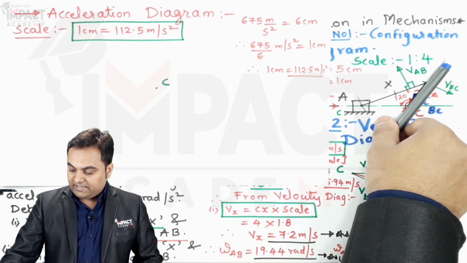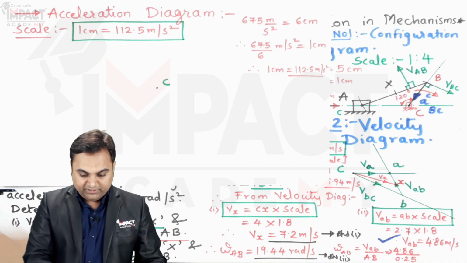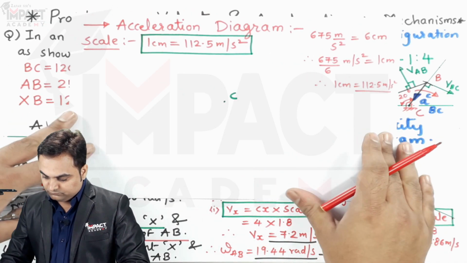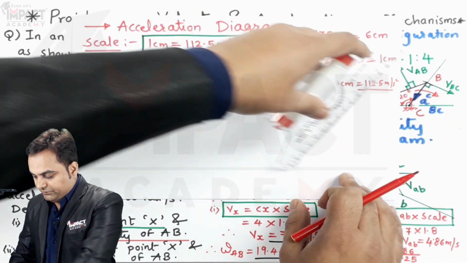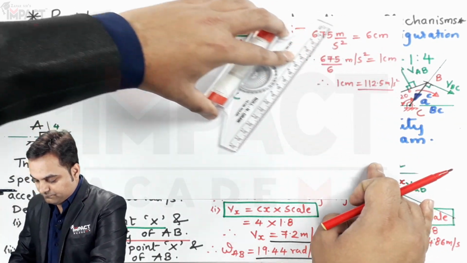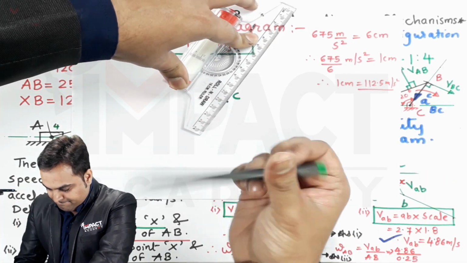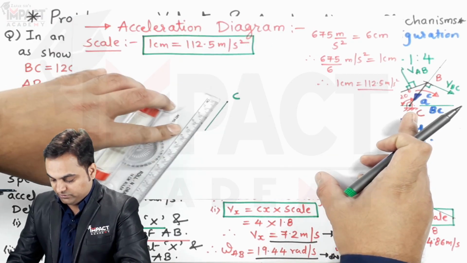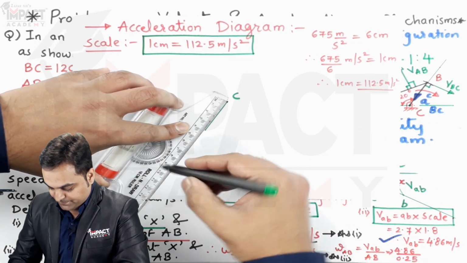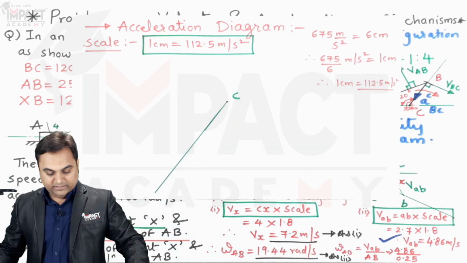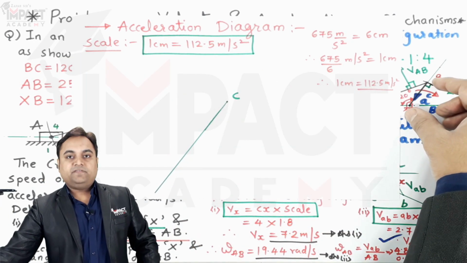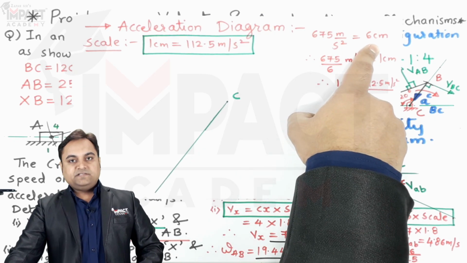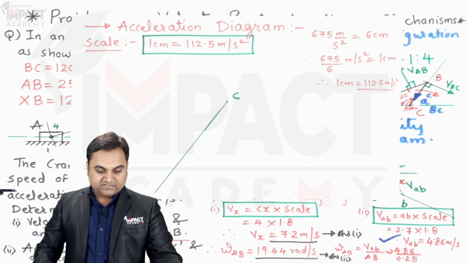So drawing a line parallel to this link BC, drawing a light line first. We need to draw a line parallel from point C. The sense or direction we know: it is downward, since it is acting towards the center. Drawing a light line. Next, this centripetal acceleration value we know is 675, and I am fitting it into a scale of 6 centimeters. So the length of this line would be 6 centimeters.